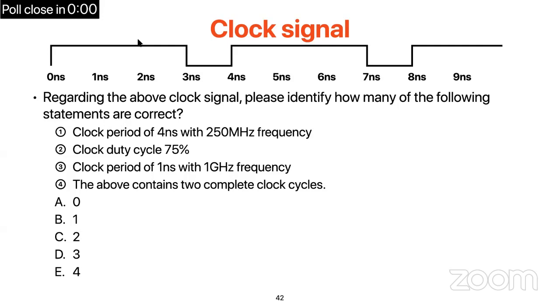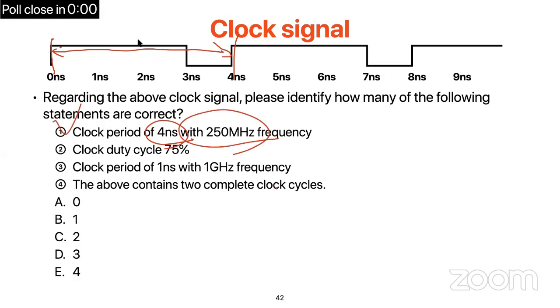Frequency is 1 over the clock period. Right, where can I find the clock period? The clock period is from the beginning of a positive edge to the end of a negative edge. So that's the clock period, and it's 4 nanoseconds, and 1 over 4 nanoseconds is actually 250 megahertz. So this one is correct.